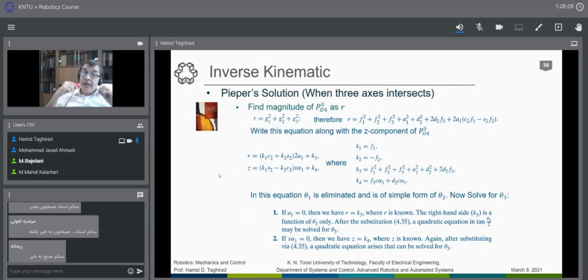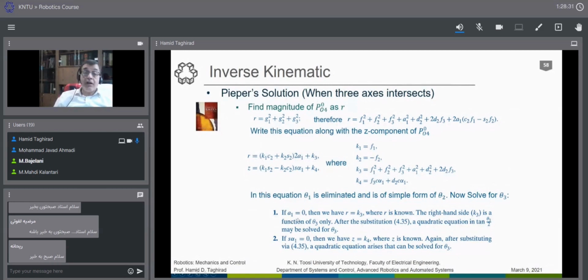Look at the concept instead of the details. If A1 is 0, then this equation is solvable. Quite easily you can find theta 3 by the tangent half substitution, as I mentioned before. But usually A1 is not 0. This is a robot with length 0. We have some problem here.